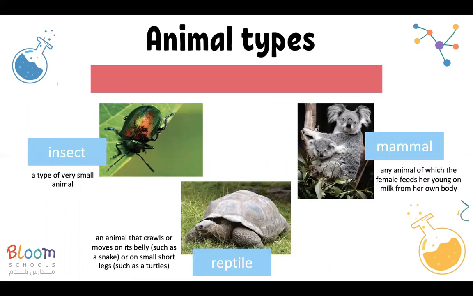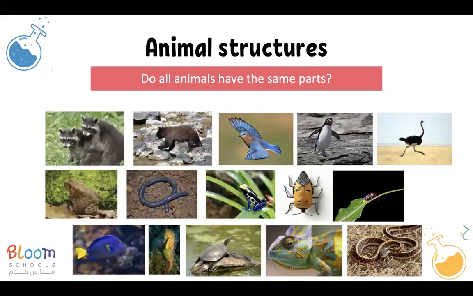Next, we have insects. They're a very small type of animal. Mammals, any animal in which the female feeds their young and they give birth to their young. Reptiles are animals that crawl or move on their belly, such as turtles or snakes, or the animals who have very short legs, like turtles and lizards.